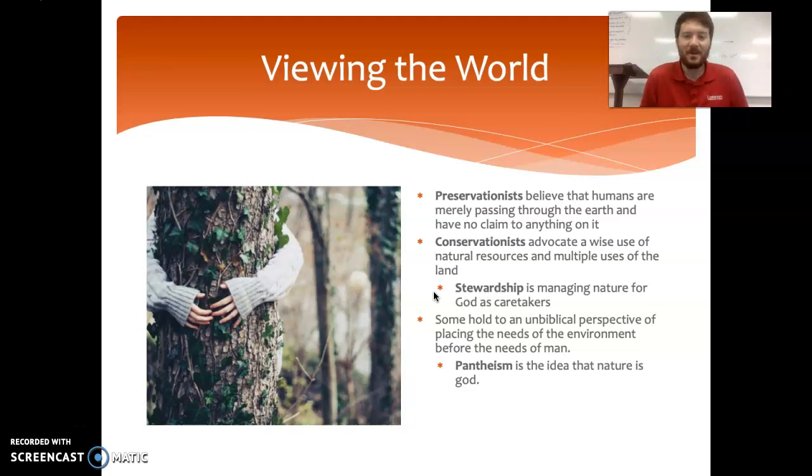And these people would be very upset at you if you walked over the grass or over an animal or something. You have conservationists who advocate a wise use of natural resources, multiple uses of the land. I hope that you have an idea of stewardship in your mind. Managing nature for God as caretakers. God told us to have dominion, to rule over the fish of the sea, the fowl of the air, everything in Genesis. We need to be good stewards of that.